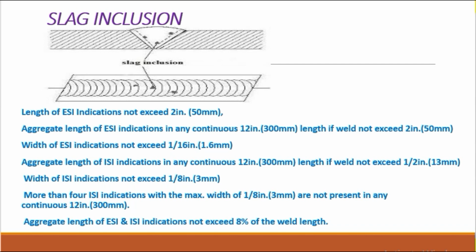So this is the slag inclusion. All the acceptable limits for all types are mentioned here. The aggregate length of ESI and ISI should not exceed 8% of the weld length. So the aggregate length of elongated slag inclusion plus isolated slag inclusion shall not exceed 8% of the weld length.